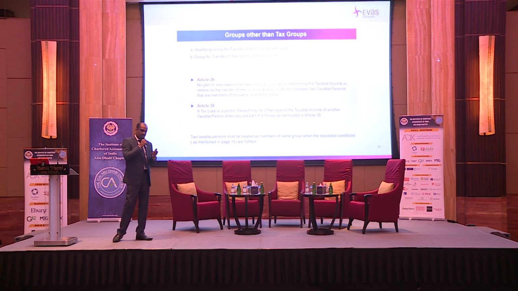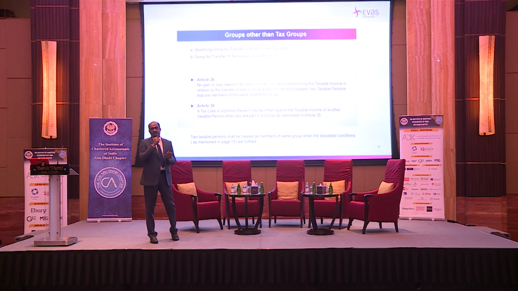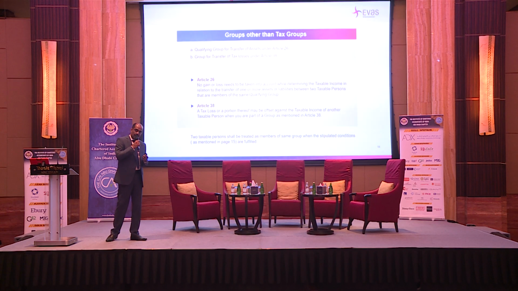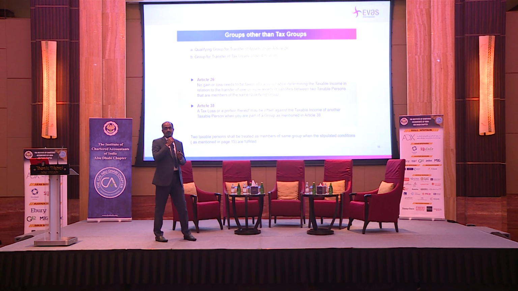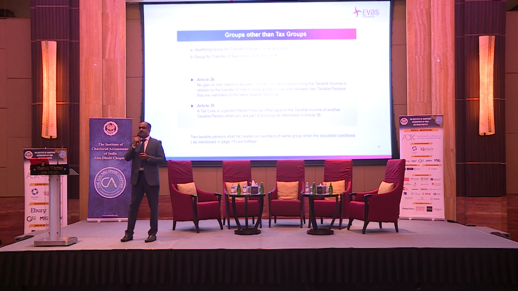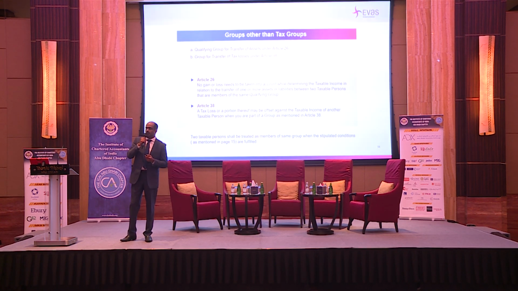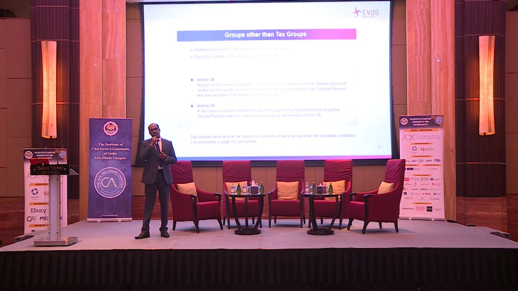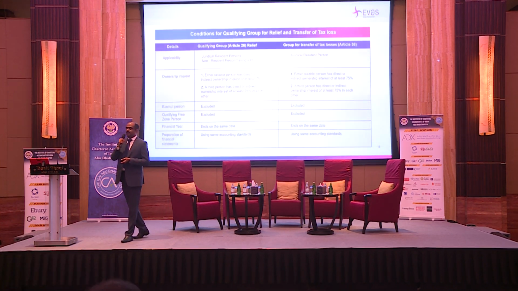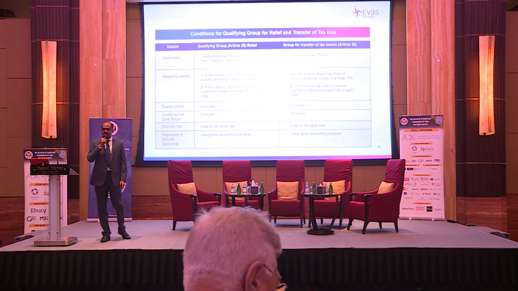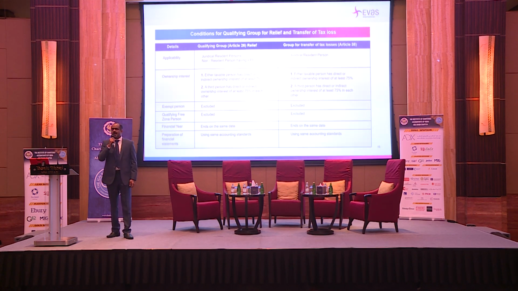Article 38 says that if you are a part of a group, then one company can transfer its losses to the other company and offset them against the profit of the other company. So if A company has incurred a loss and B company has a profit, A company's loss can be transferred to B company, and B company's taxable income will be reduced by the amount of tax loss transferred from A company to B company. So what are the differences between these two groups? One is a qualifying group as per Article 26, and another is a group as per Article 38.